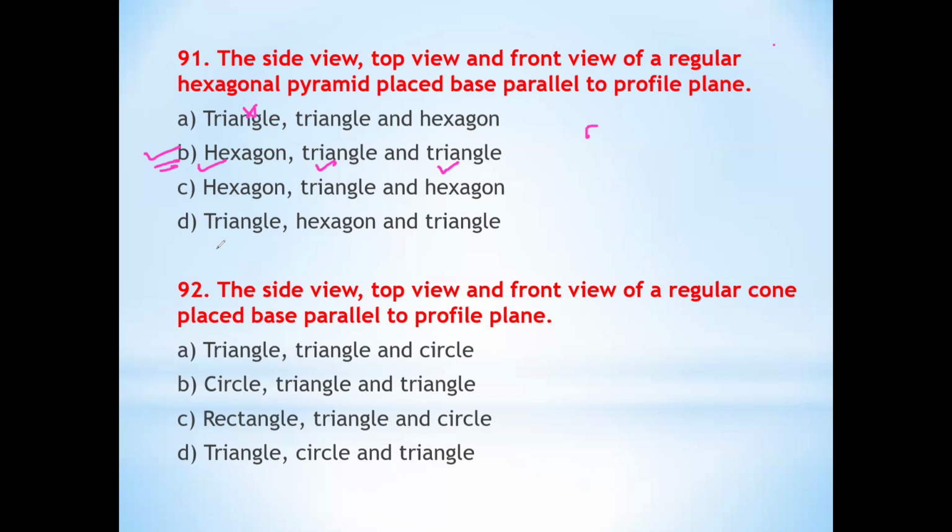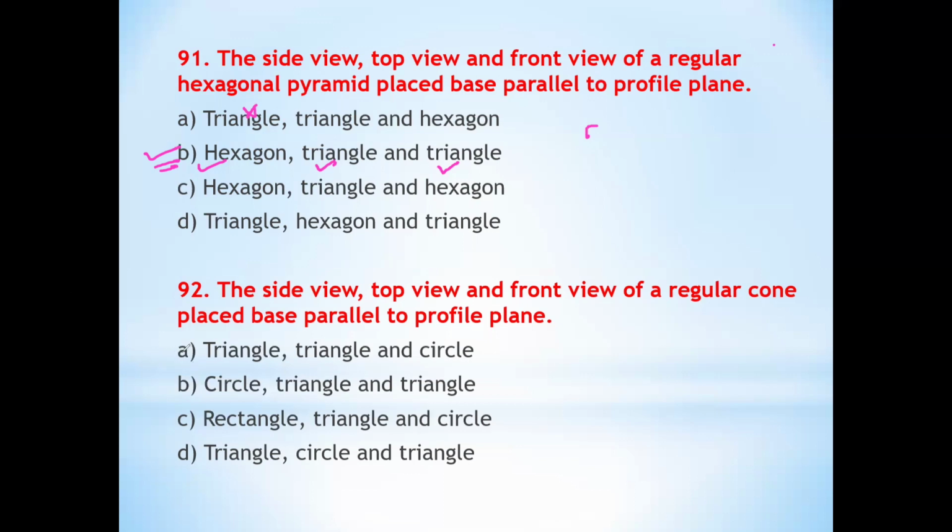Let's see the next one, question number 92. The side view, top view, and front view of a regular cone placed with its base parallel to the profile plane. A similar one. In the previous one, the hexagonal pyramid's base was kept on the profile plane, and here the cone's base is kept on the profile plane. Definitely its side view must be a circle, and the front view and the top view must be triangles. So let us check the options.